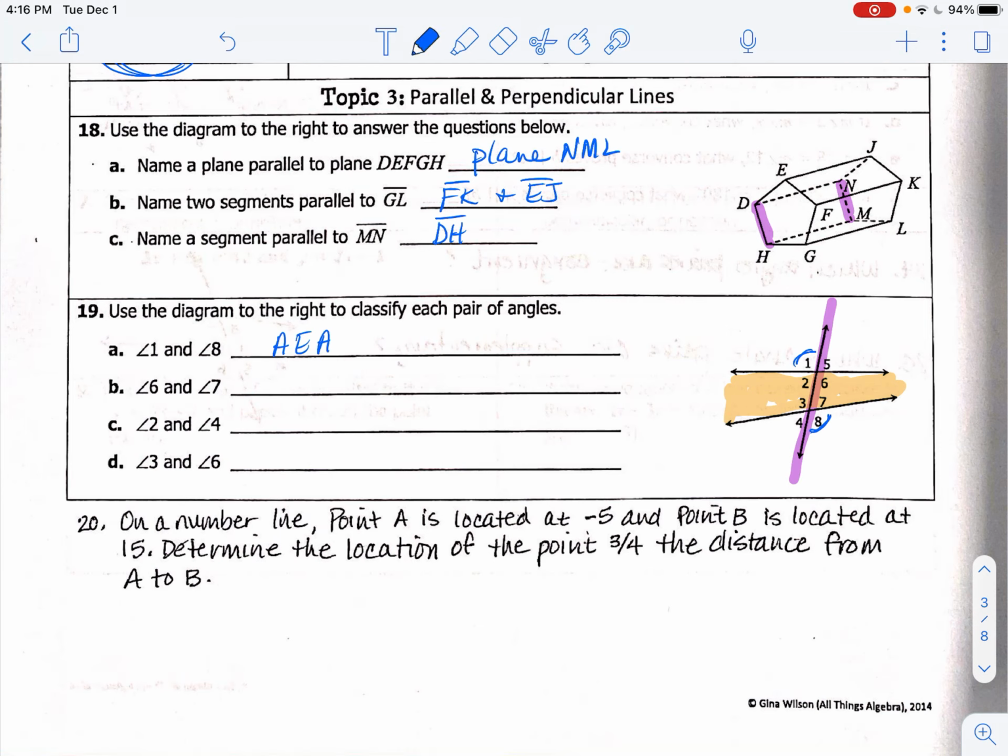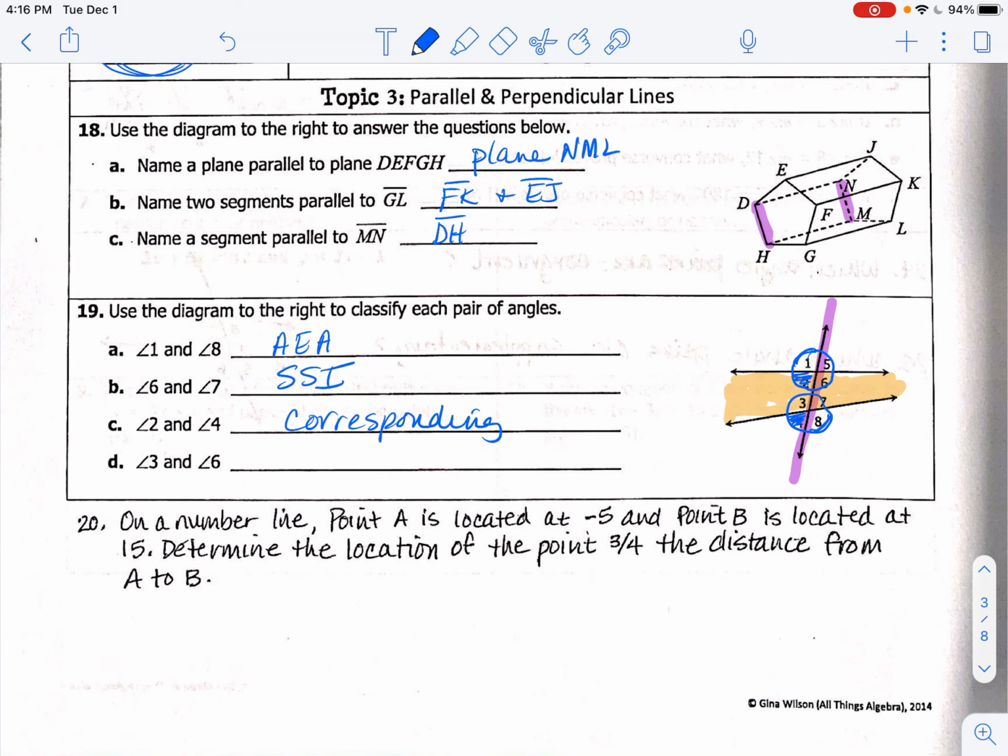Angle 6 and angle 7. Okay, so 6 and 7, those would be same side interior. 2 and 4, this guy on the interior, this guy on the exterior, they are actually in the same position. 2 and 4, they are corresponding.